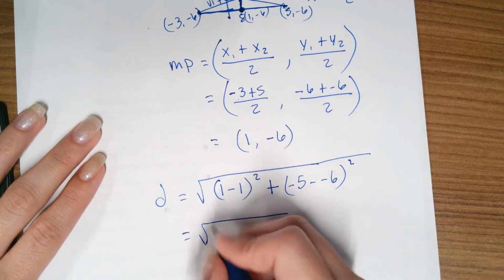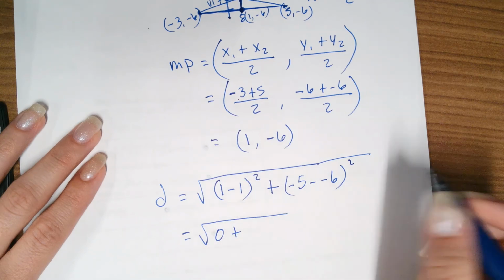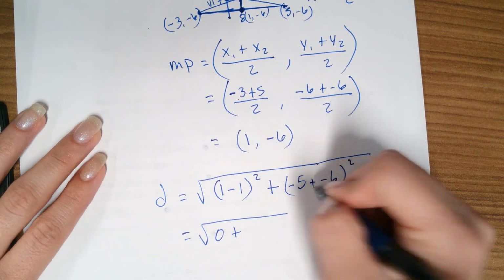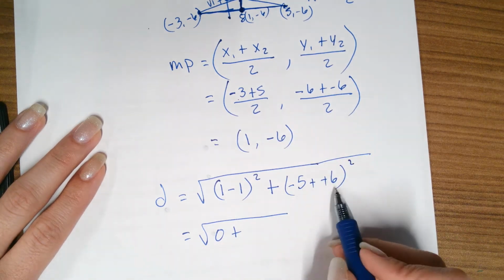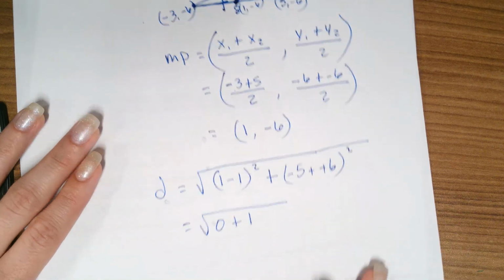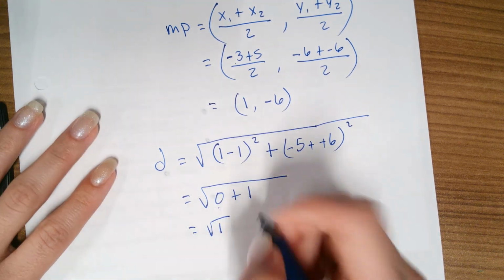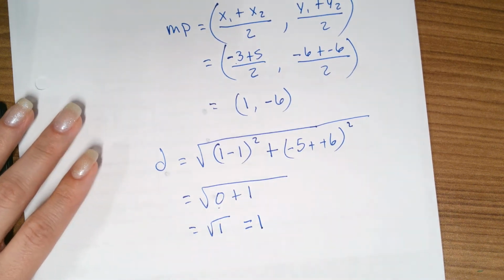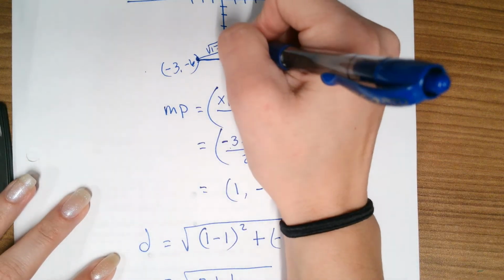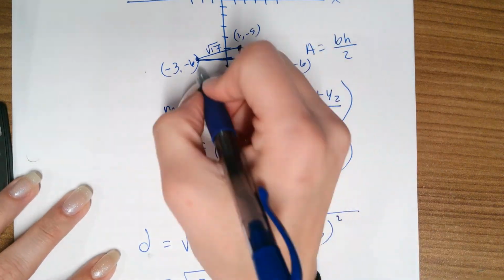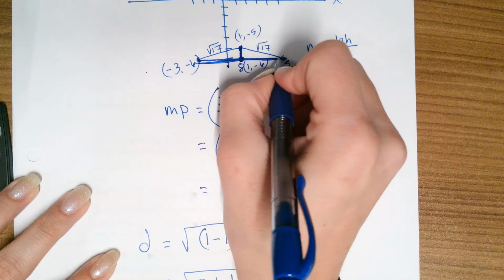0 squared is just 0 plus a negative and a negative make a positive. So -5 plus 6 is 1, and 1 squared is 1. 0 plus 1 is 1, and the square root of 1 is just 1. So we know that the height is 1, the base is 8.